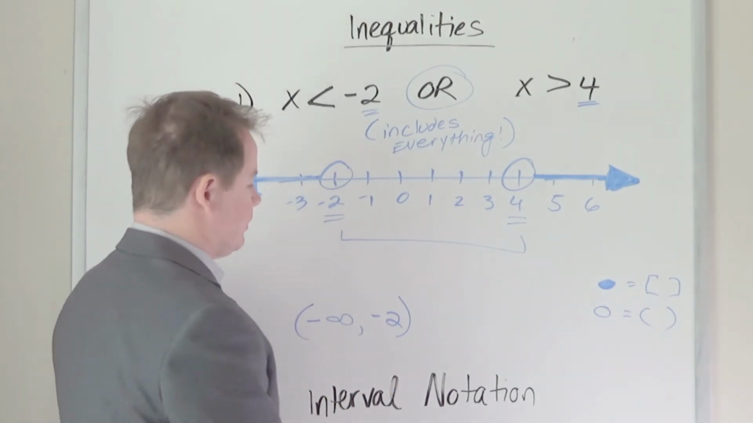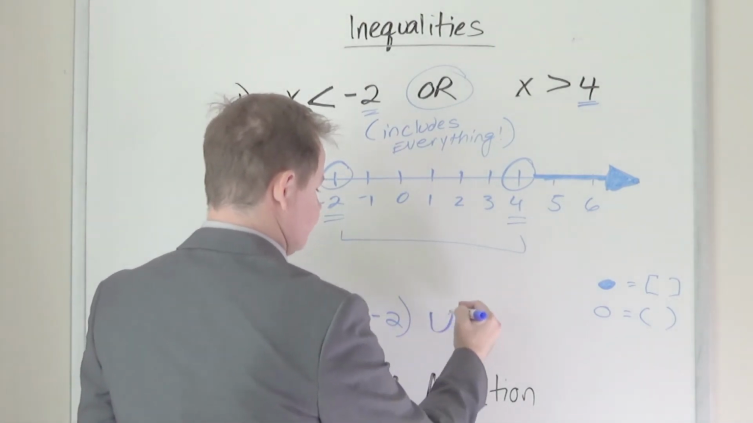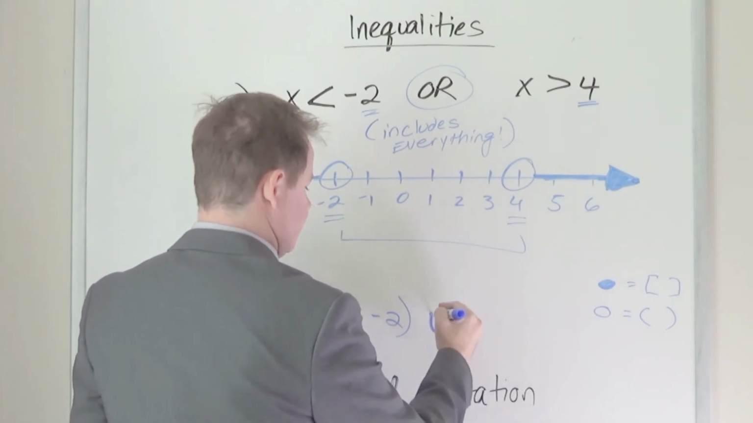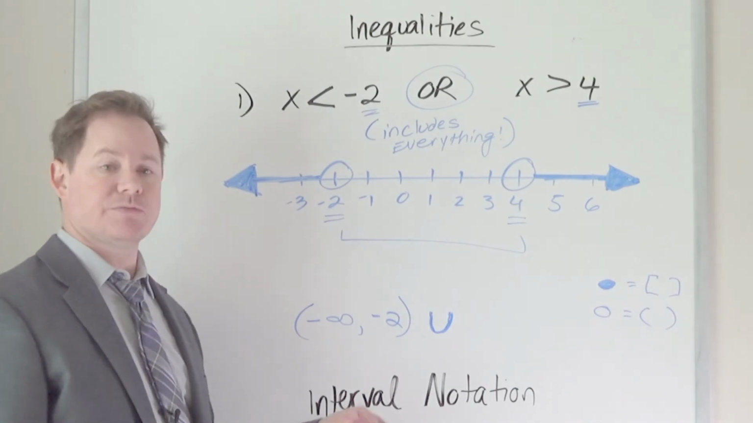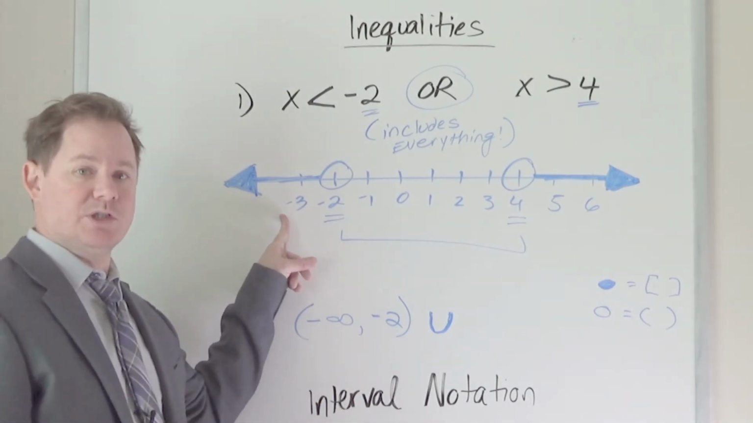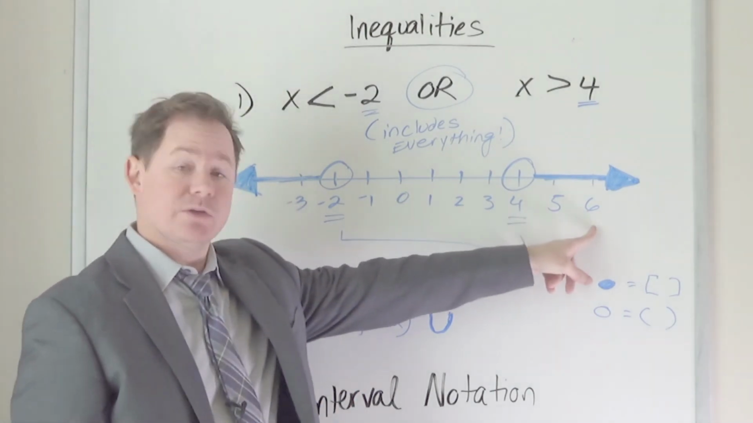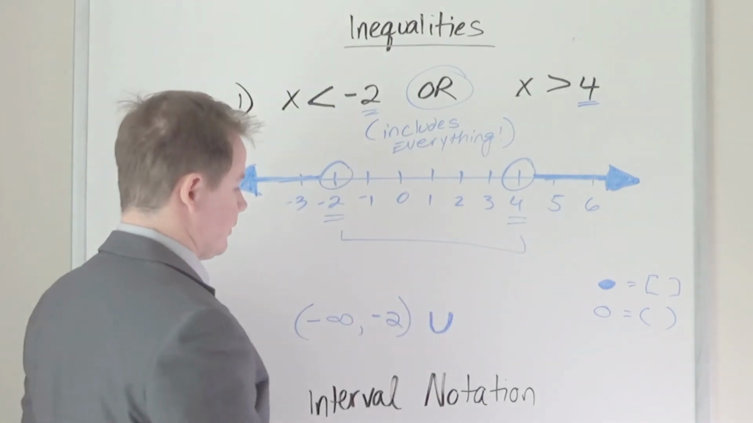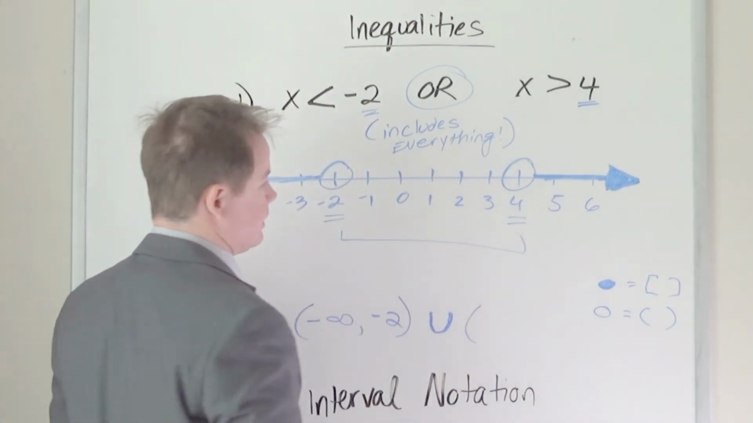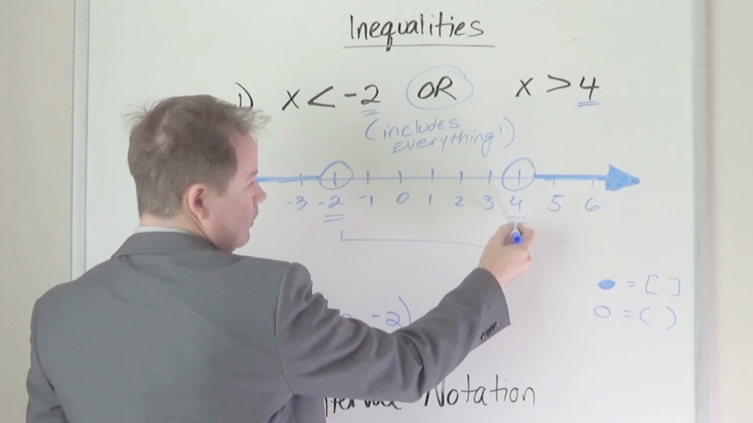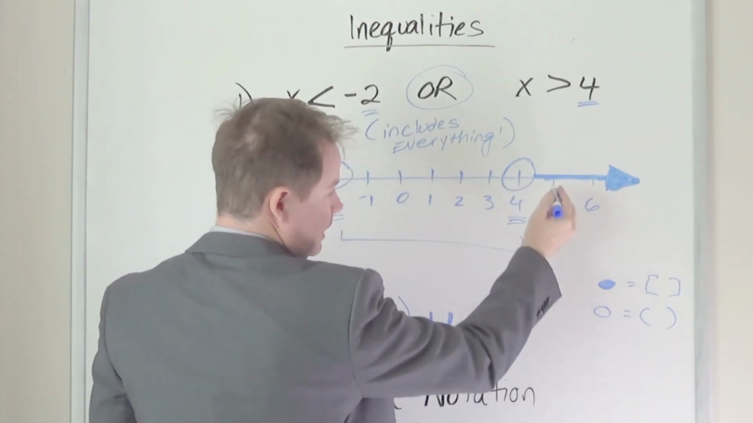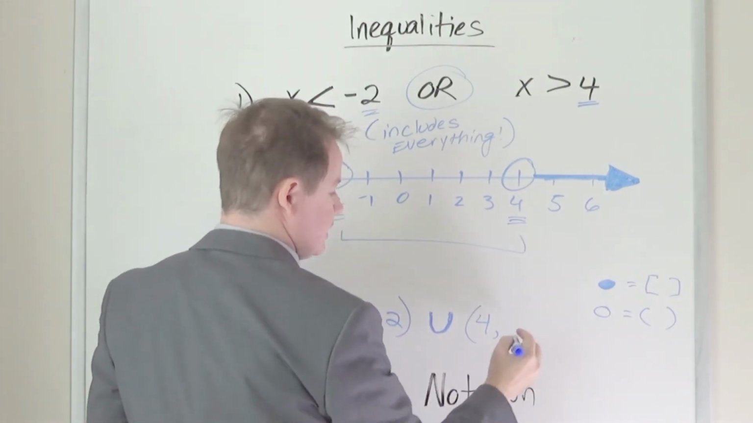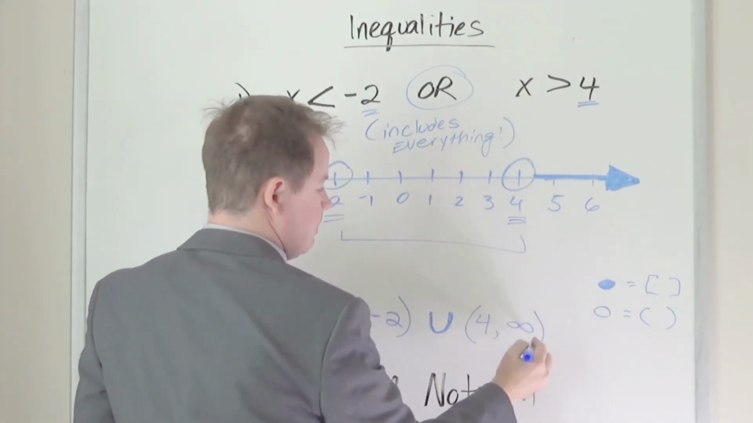Now here's a symbol that we're going to see with interval notation. It just looks like a big U, and this indicates a union between these two intervals, because this is part of our solution set, but this is also part of our solution set. So we're going to have another set of parentheses over here, because it's a 4, but it's an open circle, so we use parentheses, and then the arrow indicates that it continues all the way to positive infinity.